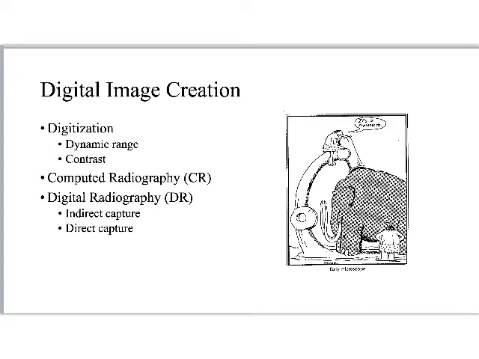So digital image creation, just in review, involves first digitization, and so we'll review how that works and what a dynamic range is. Also how digitization is part of how we determine contrast, or how we use digital systems to enhance contrast of the image. Then we'll look at computer radiography and digital radiography, both the indirect and direct capture methods of digital.